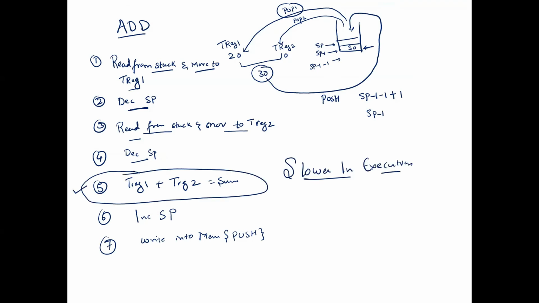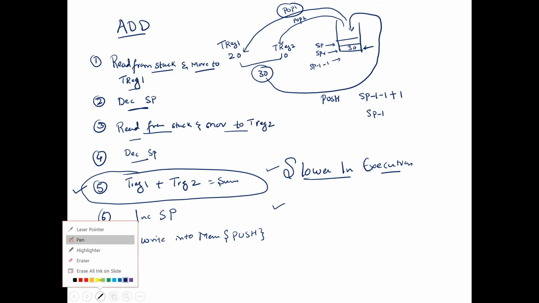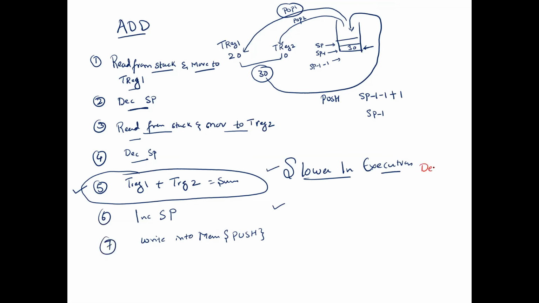What is the merit in the zero address instruction format? Can anybody tell me what the merit is? Slower in execution is a demerit, right? We don't want the instruction to be executed very slowly. So what is the merit? Less memory. Yes, it will occupy less memory, right? Because these instructions have no operands, and the size of such instructions is very small. So in memory, it is going to occupy a smaller space.